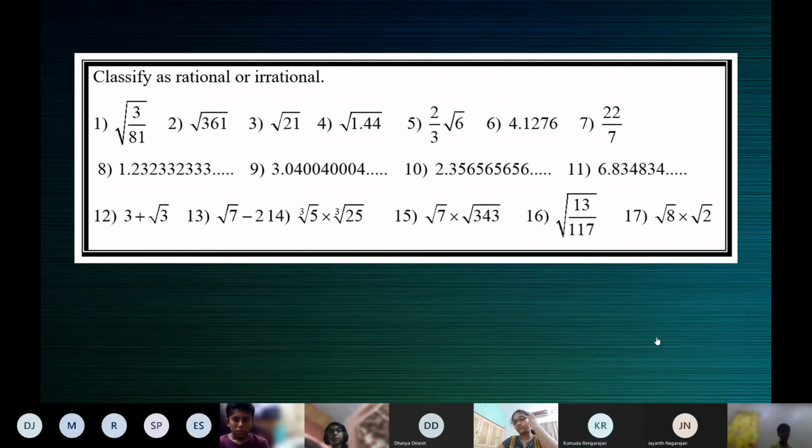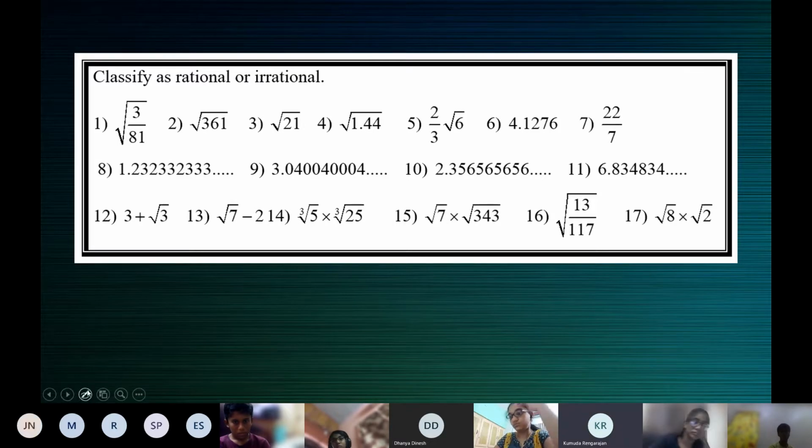Now, this one. Get the screenshot. Try. This one, children, is very close, so maybe you don't understand. One minute. This one is not 214. It's 7 root like this. This is the 14th one. Okay.